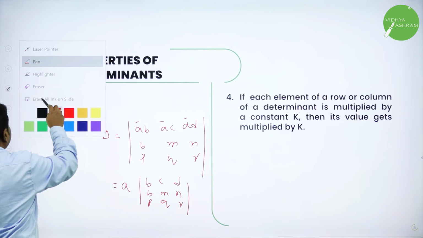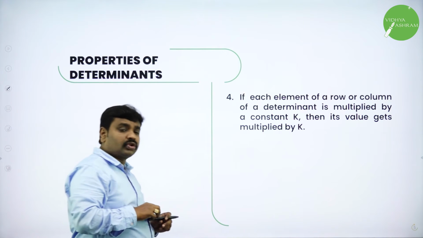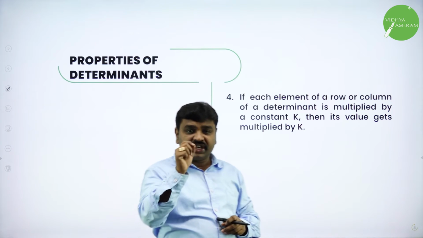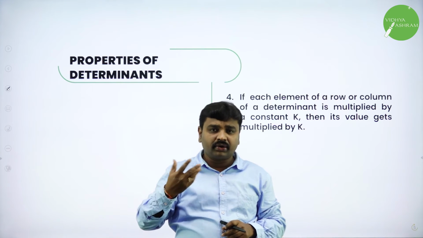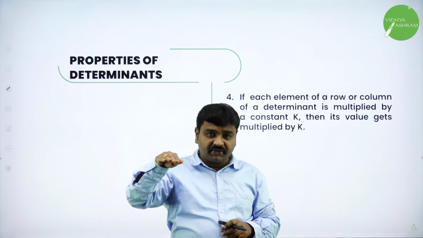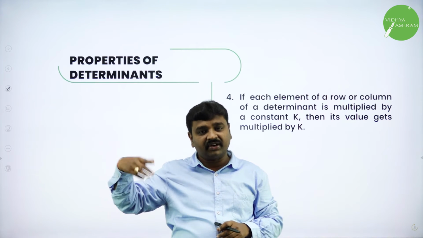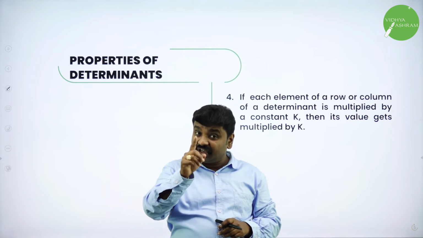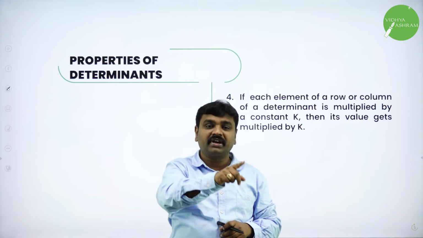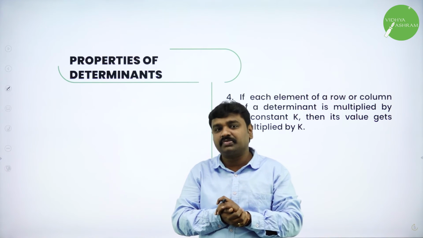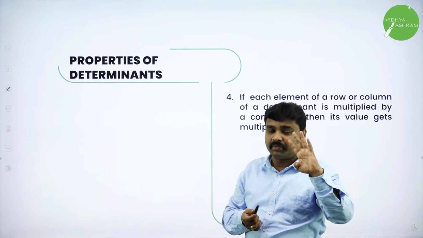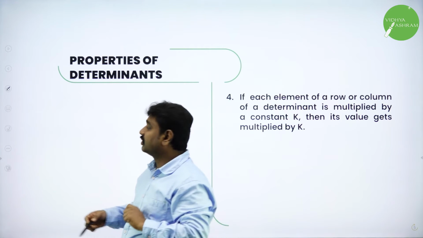So now we have proved 4 properties. What is the fourth property? If each element of a row, or you can apply it for a column, is multiplied by k, then the value of the determinant multiplies by k. Or if each element of a column is multiplied by k, then the value of the determinant also multiplies by k. That is the fourth important property. By now we have done 4 properties.